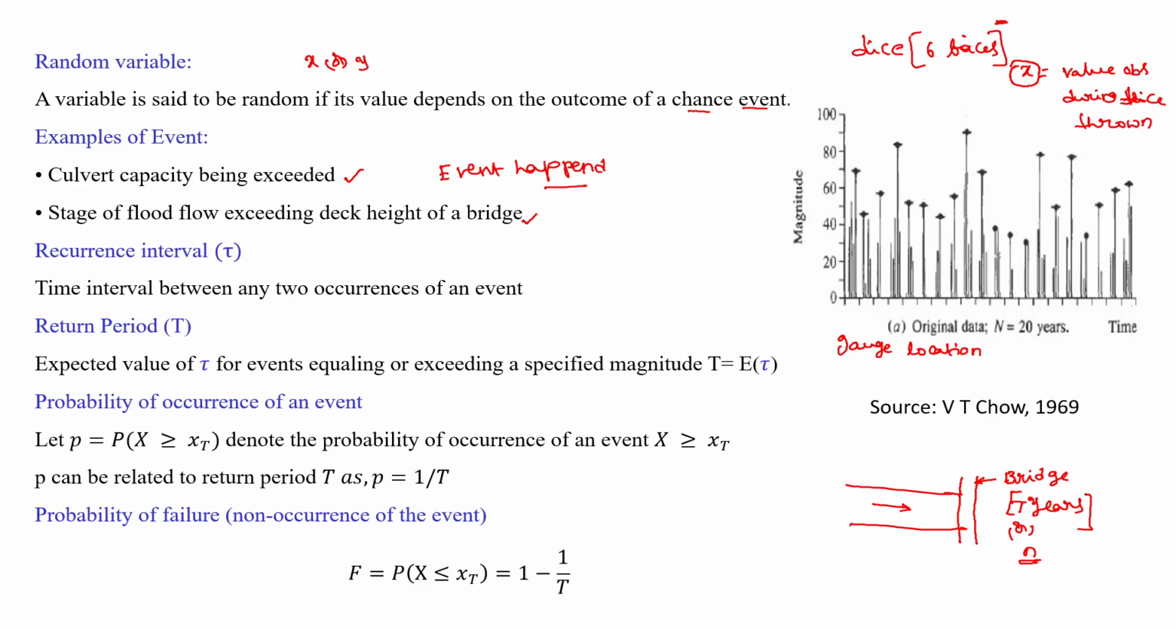Now let's see what the return interval is. The return interval is nothing but the time interval between any two occurrences of an event. So what are our events here? One is that culvert capacity is exceeded, that means the maximum discharge Q is greater than the design Q.